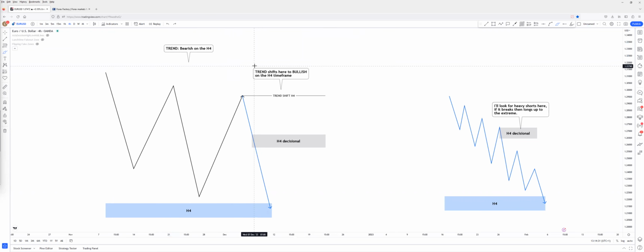What is an order flow? Order flow can be found on every single time frame, starting from the daily. On the 4-hour, there's order flow too. On the 15-minute, 5-minute, 1-minute, every single time frame contains order flow.